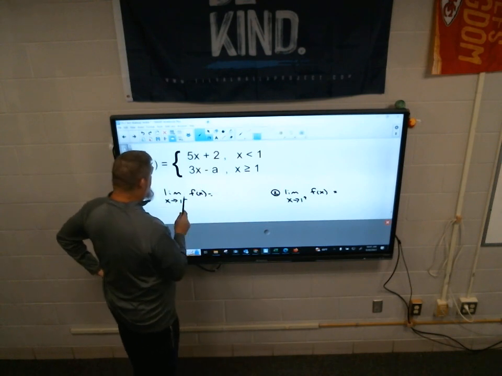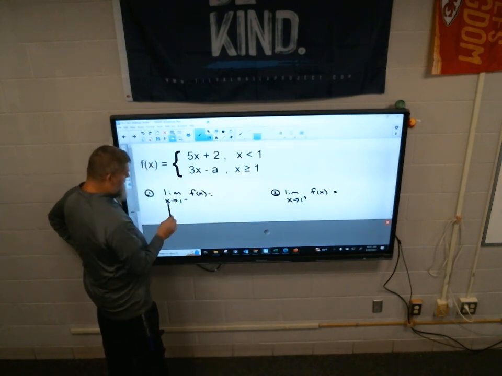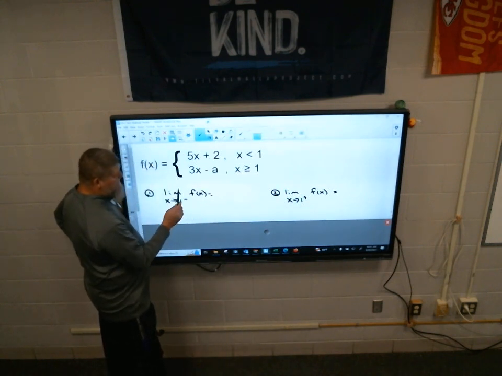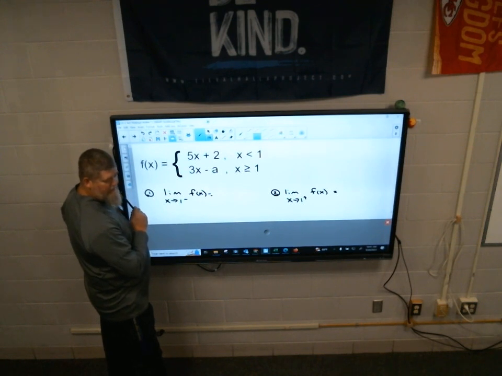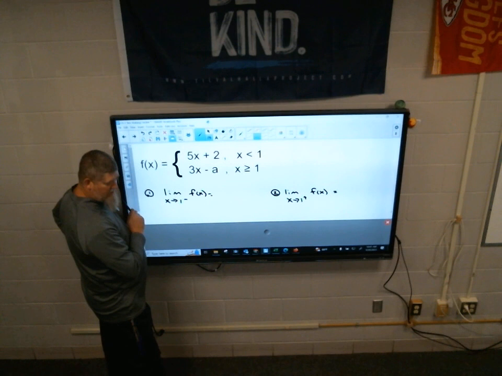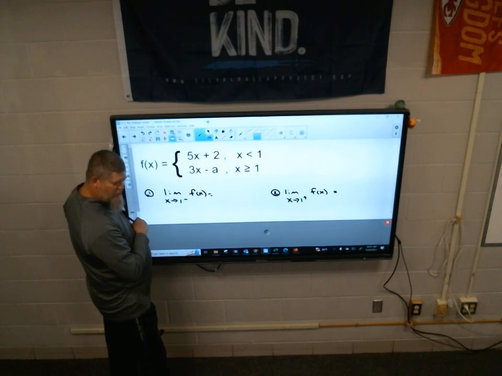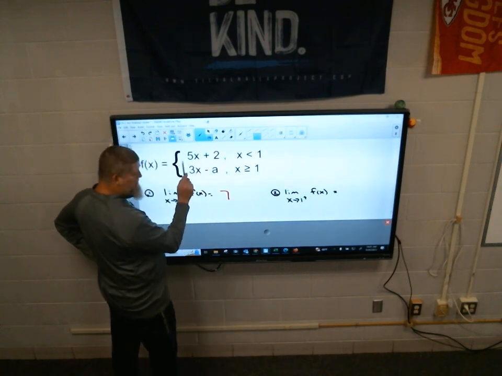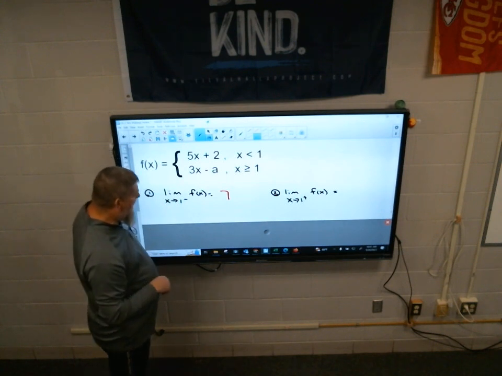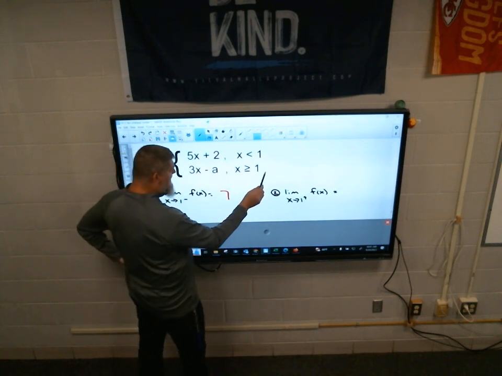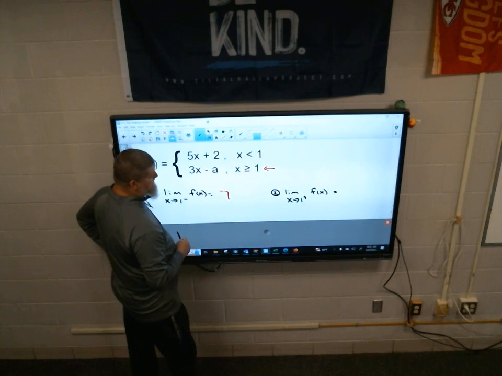Let's take the limit from the negative side. So the limit as x approaches 1 from the negative is what? So how do you find the limit? You simply plug it in. What do you get? 7. Did you say 6? I said 6. Okay, it's 7. Because 5 times 1 is 5 plus 2 is 7. Be careful. What's the limit now as I come from the right-hand side?